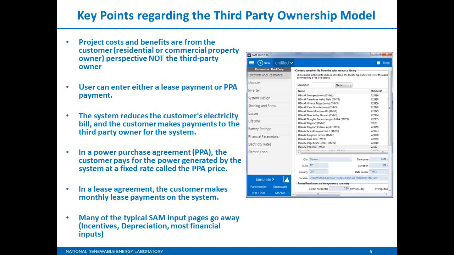I think the other key thing from a SAM perspective is that many of the typical SAM input pages go away because we are now assuming all of that is handled or addressed by the third-party owner, and we are independent of thinking about how they're getting incentives, how they're dealing with depreciation. The vast majority of financial inputs that one would normally think about from the perspective of the owner of the PV system, all of that goes away because we don't have any of that information.